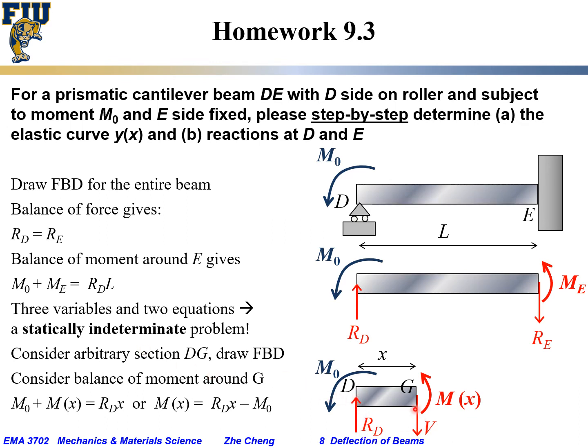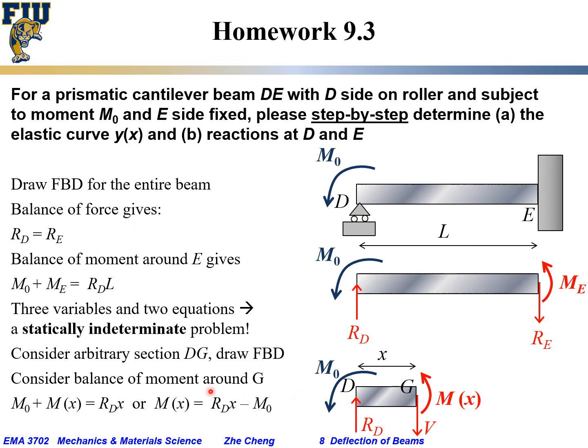We would have DG, we will have the same RD, the reaction force at D, and at G, let's assume there's an internal vertical shear of V, okay? And let's also assume there's the internal bending moment Mx. From balance of force, RD and V should be the same in magnitude and opposite in direction. If RD is drawn to be up, the V has to be down.